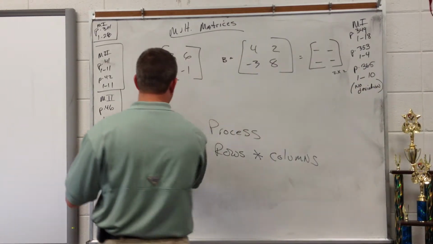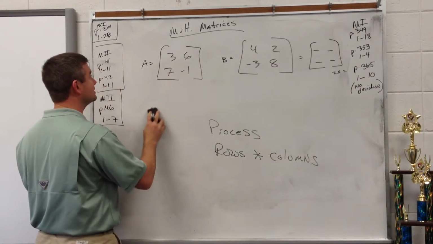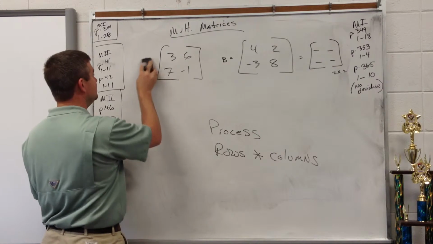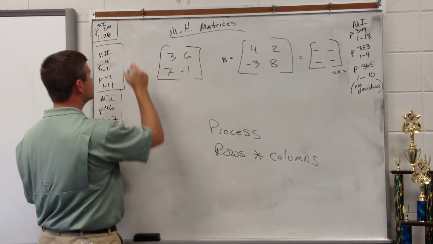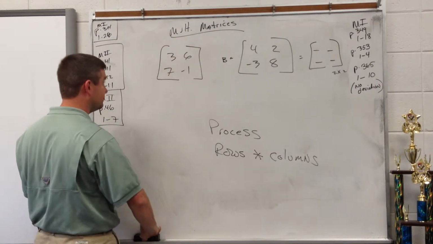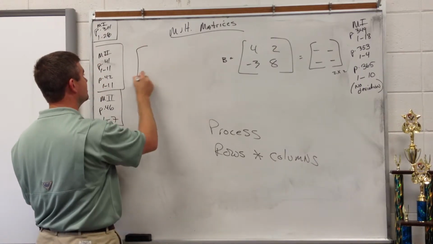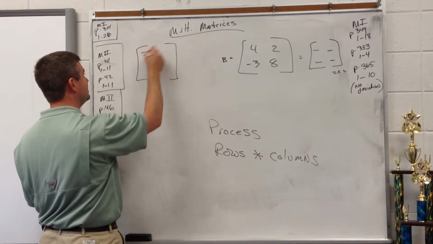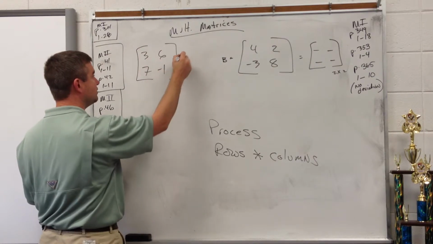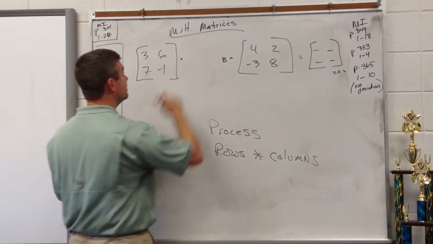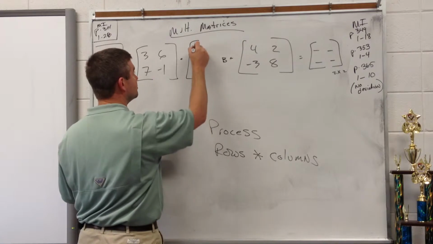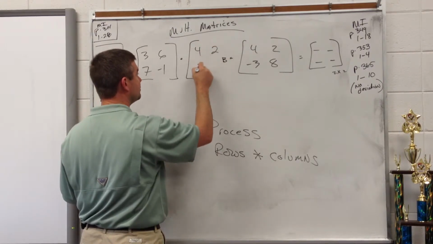I'm going to erase some, I'm going to try to leave this. Let's do this. Read 3, 6, 7, -1. I should be able to remember that. 3, 6, 7, -1. Is that what it was? Mm-hmm. And then here would be 4, 2, 3, 8.